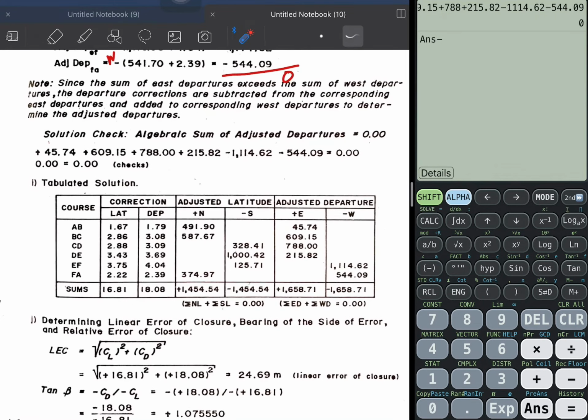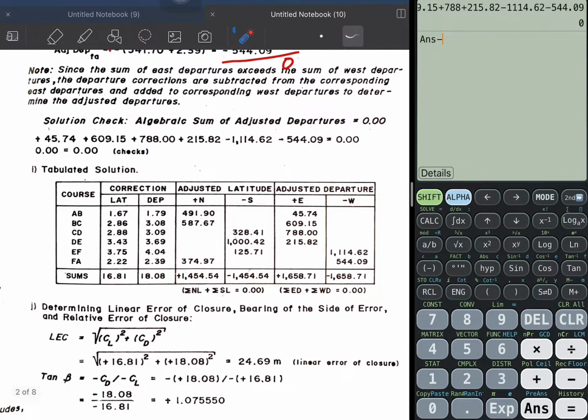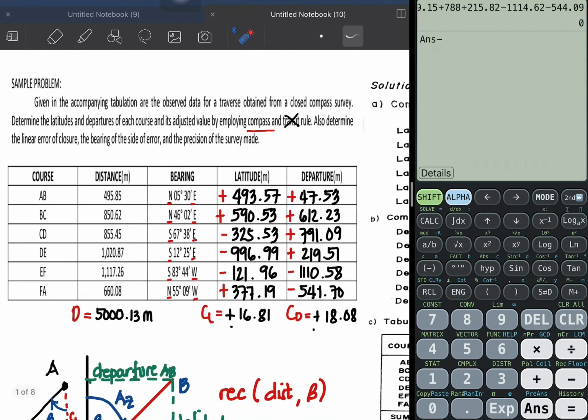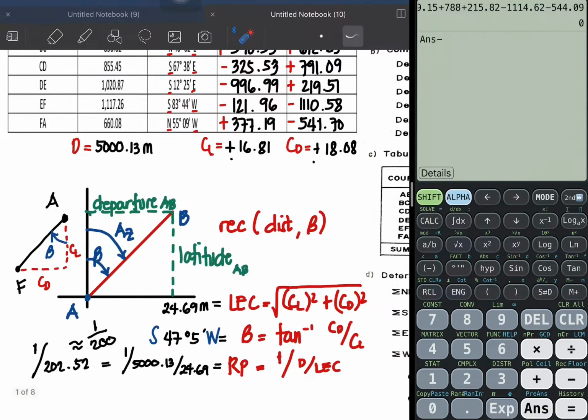And then you tabulate the data for adjusted latitude, south and north, and then adjusted departure for east and west. The closure in latitude and departure should be equal to 0. Okay, so to check, to solve for the linear error of closure, we have this value 24.69. We already solved that.